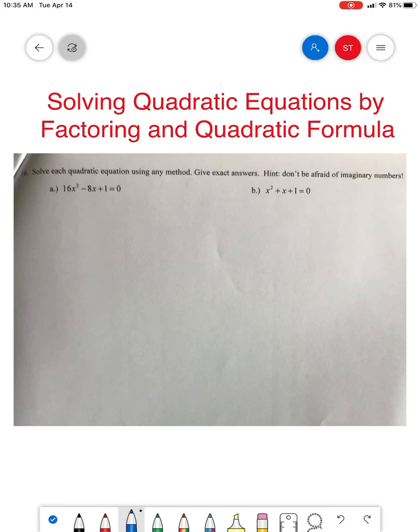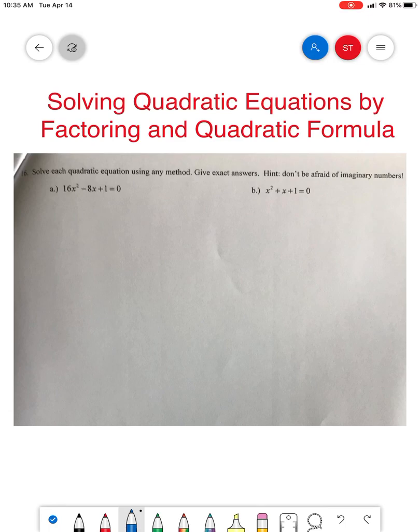All right, right now we're going to solve some quadratic equations by factoring and the quadratic formula. So this first one, everybody loves the quadratic formula. You could always pop in the numbers, it'll work every time, but I try and work smart.